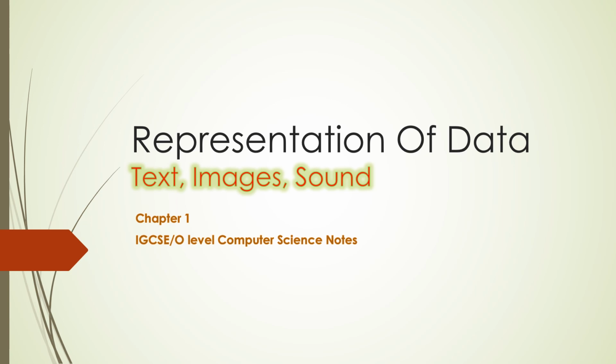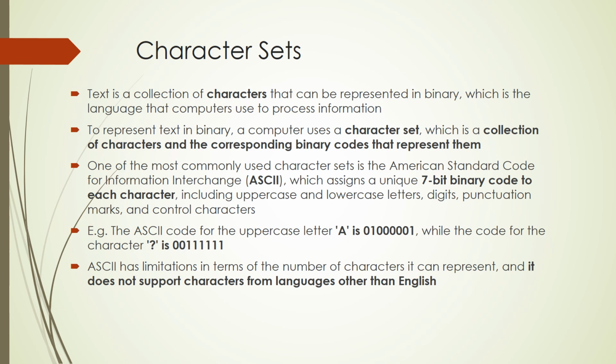In this video, we will be talking about representation of data: text, images, and sound. This is chapter number 1 from your O-level computer science book. So, there are different types of data: text, sound, images, video, and a lot of other types.